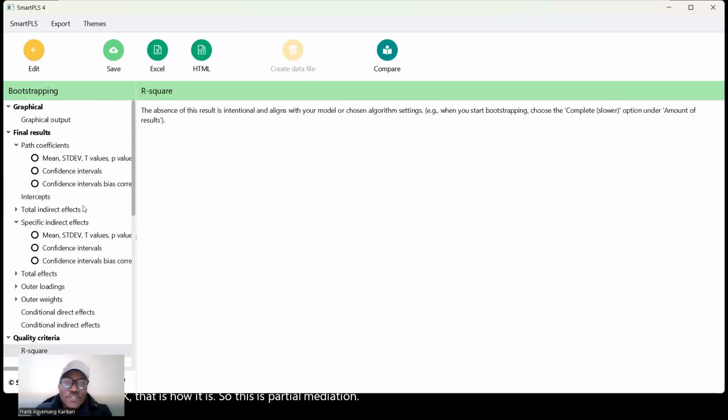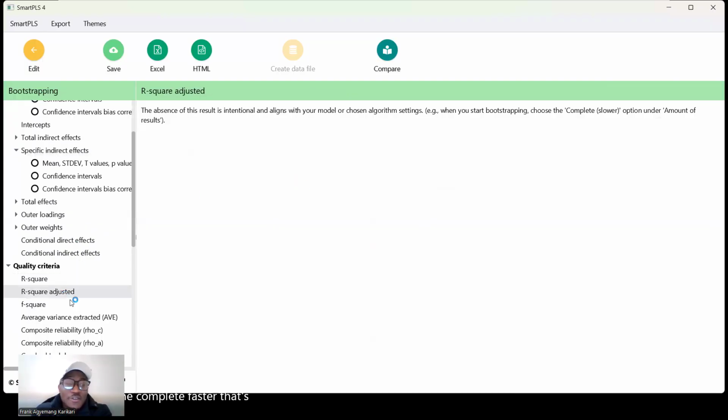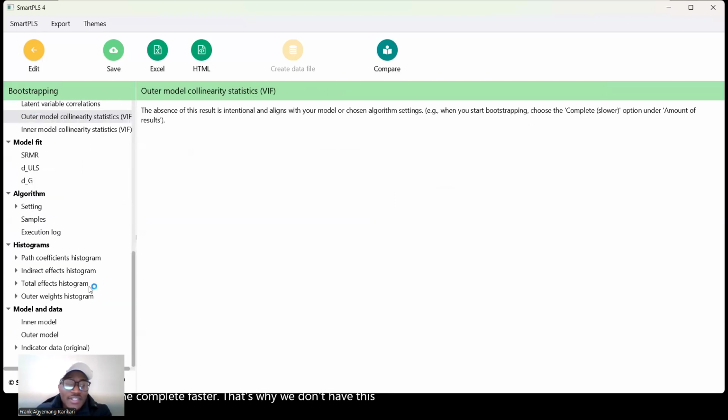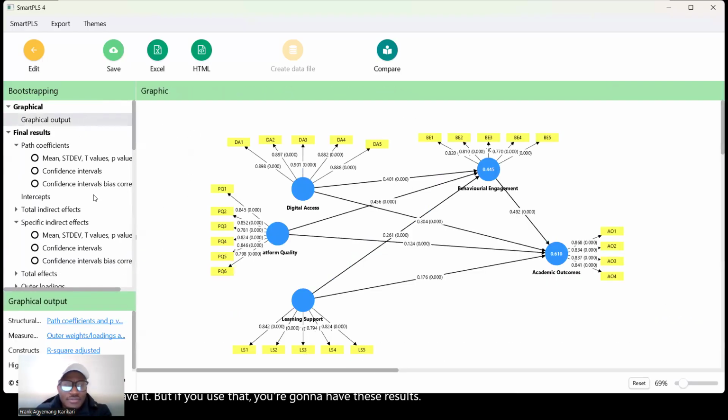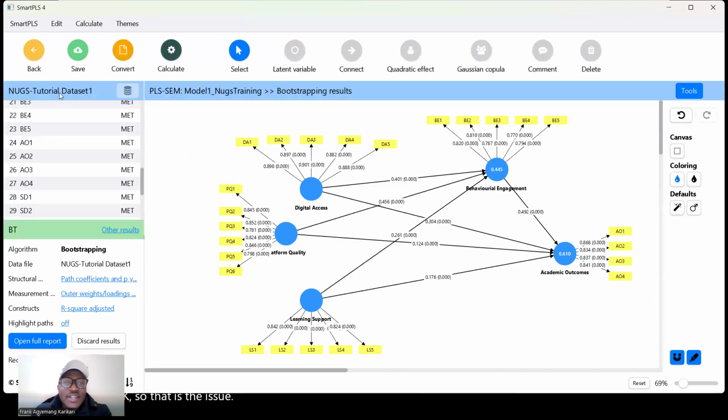Because we used the complete faster, that's why we don't have this R squared, the values here. But if you use that, you're going to have these results. Okay, so that is mediation. Now let's go and moderate with another variable.